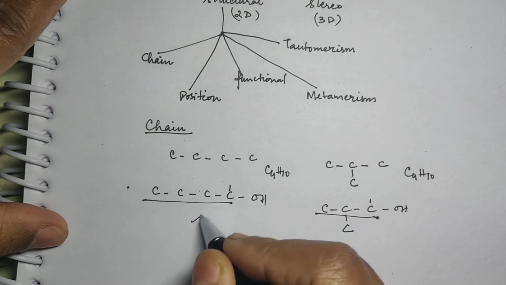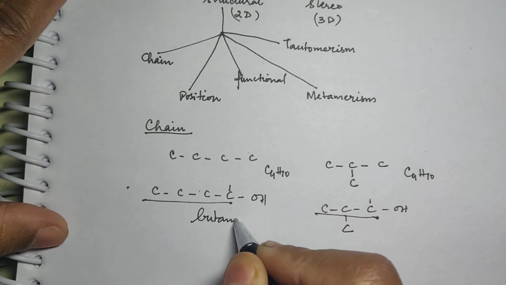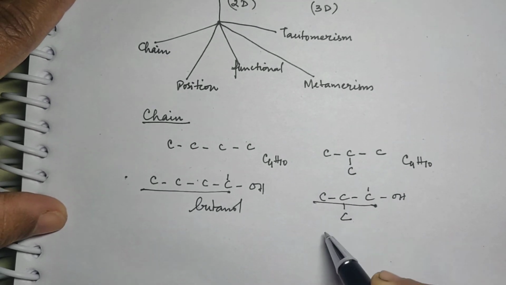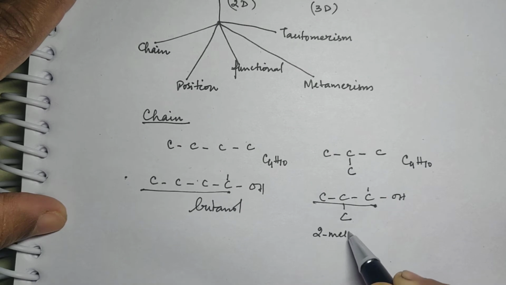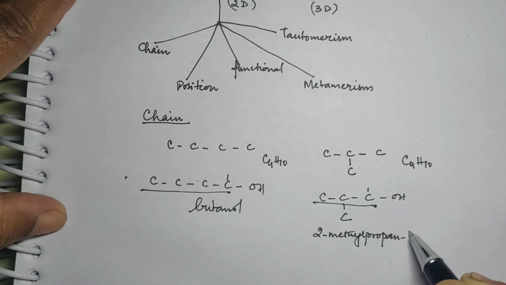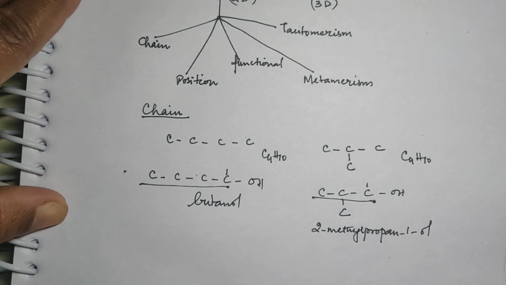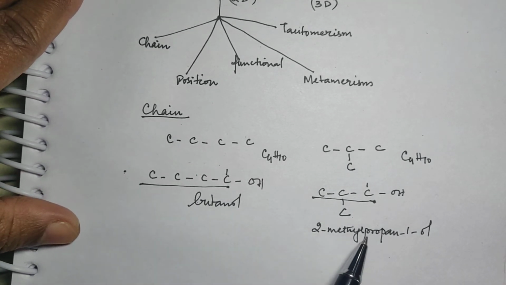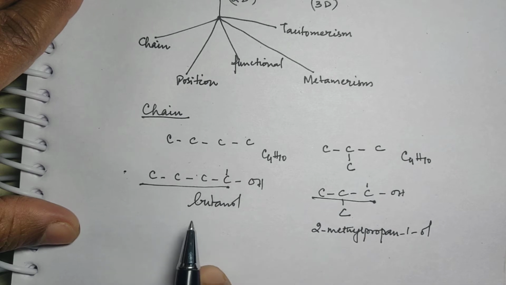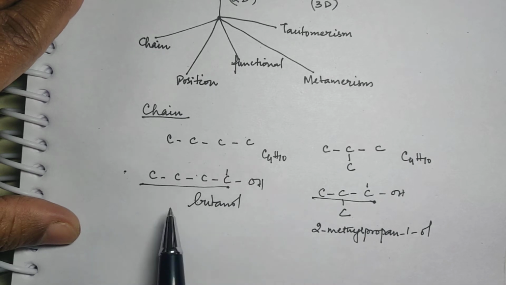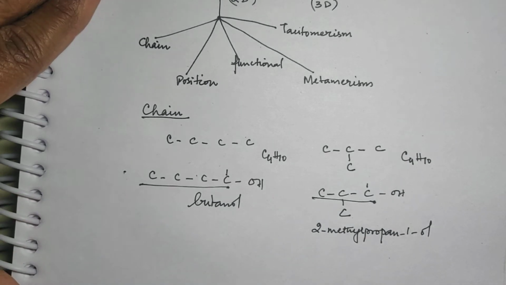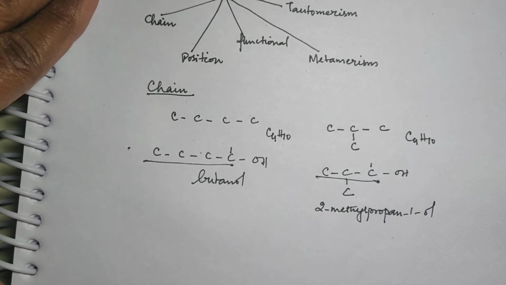This is called as butanol and this is called as 2-methylpropan-1-ol. This is how you write. Okay. Now both are isomers. Which isomers? They are chain isomers because the chain length differs. Right? Okay. Now let us go a little further.